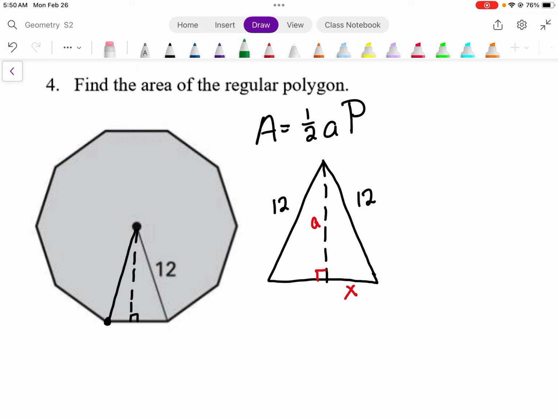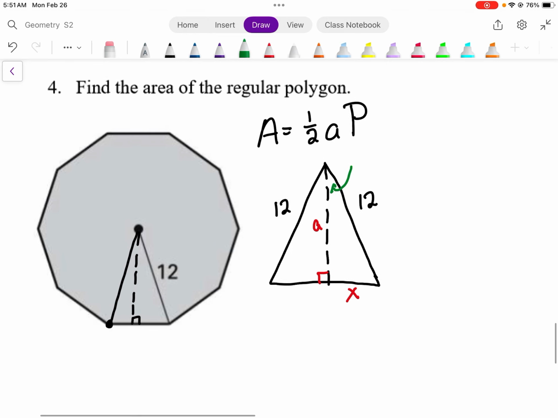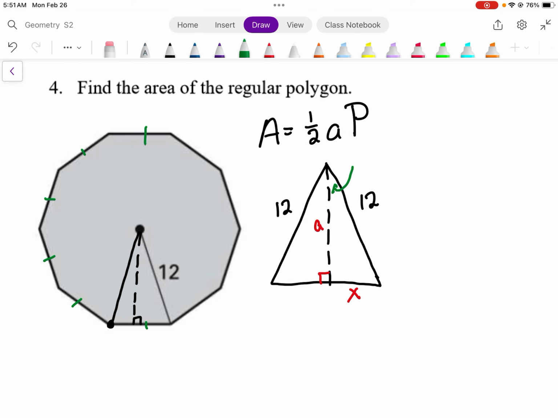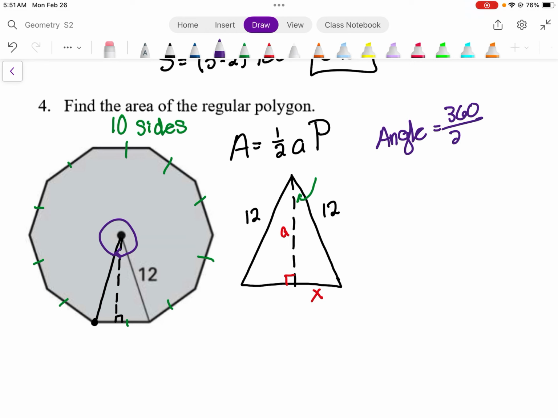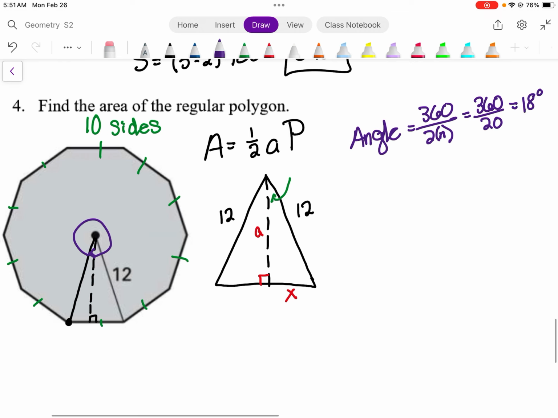In order to do that, in this one, because we only know one side, we have to figure out what this angle is at the top. And if we look, this shape has 1, 2, 3, 4, 5, 6, 7, 8, 9, 10. So this one has 10 sides. So when we find that angle, we're going to take 360, because that's the total distance around, and we're going to divide that by 2 times the number of sides, and that's so we can get half of the central angle. So in this one, we're going to have 360 divided by 20, and that is going to equal 18 degrees.